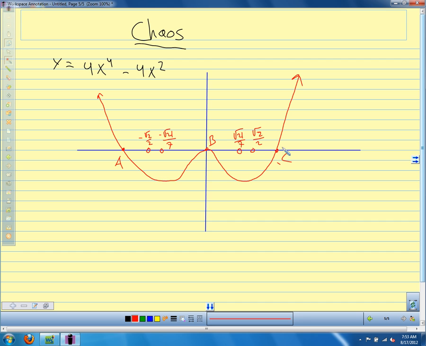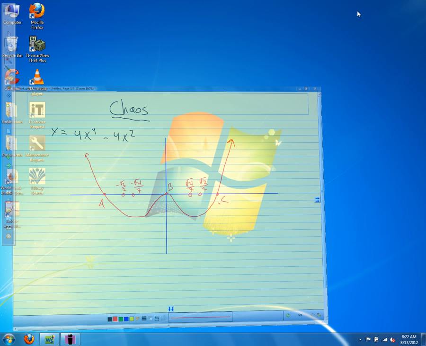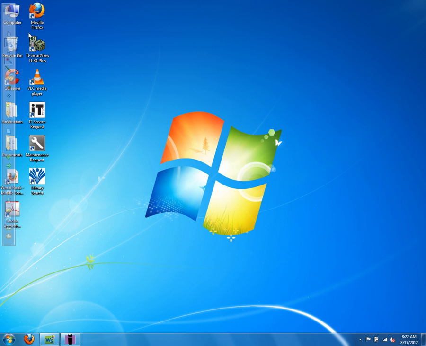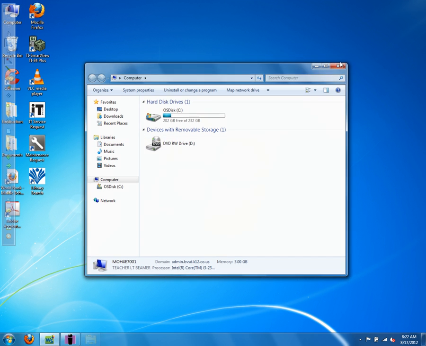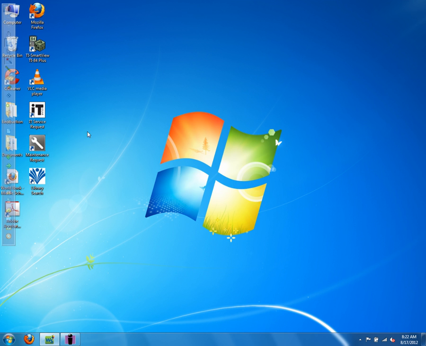Now, I just wanted to point this out, and I have a demonstration here that I want to show you that kind of illustrates this with a complex. Now I can't get to my folder here. Let me do this really quickly.